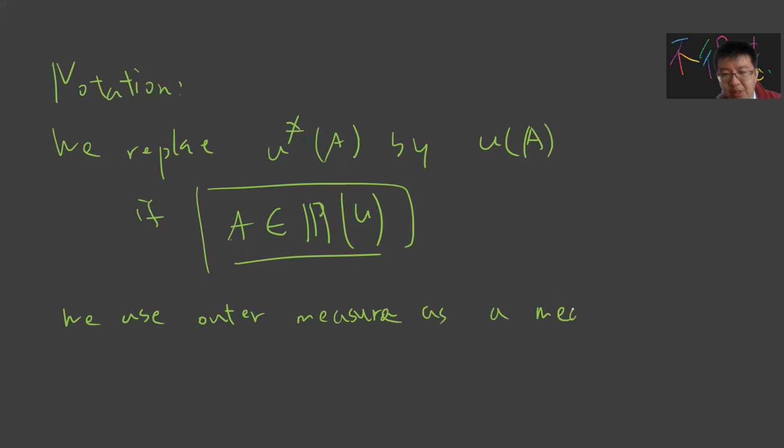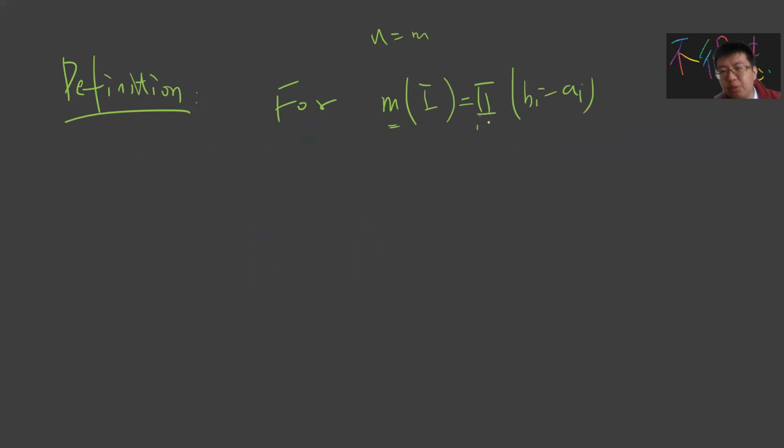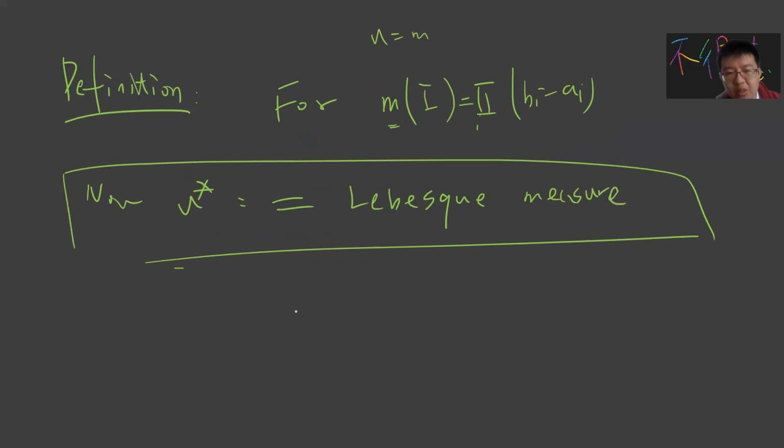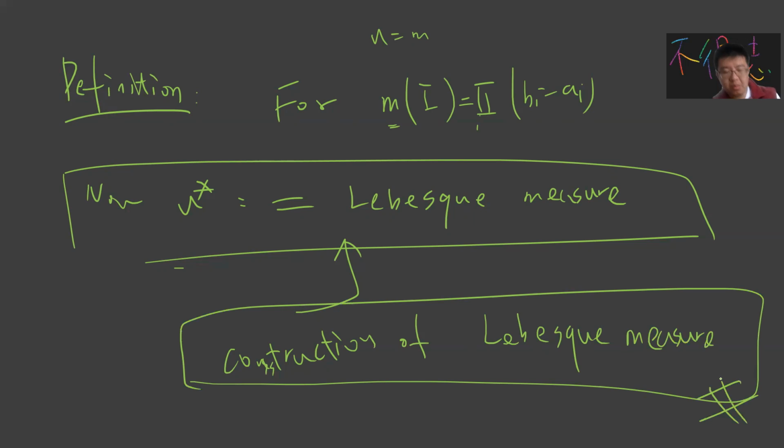Okay, so we use outer measure as a measure to extend elementary sets and call it measure. Okay, so for the definition, for the original regular, let's say for m, now I can define mu to be m, right? So m of I is the product of b_i minus a_i for each elementary set, as a box. Now this outer measure is defined to be the Lebesgue measure. So this is exactly what I said, the construction of the Lebesgue measure. Hardcore definition. Okay, so this is the definition of the Lebesgue measure, and this is the whole process.